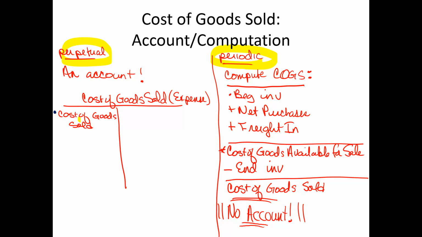Under the periodic approach, remember there's no computers, no barcodes, we have to compute cost of goods sold at the end of every period, and that's the beginning inventory per that physical count that shows up in the current asset, plus our net purchases, plus any freight costs that you incurred to bring that inventory and get it ready for sale, gives us a subtotal known as the cost of goods available for sale. You'll hear me call that COGAS. Subtract out the physical inventory that's there the last day of the year, ending inventory, and that gives us cost of goods sold, a computation. Notice under periodic, there's no account.